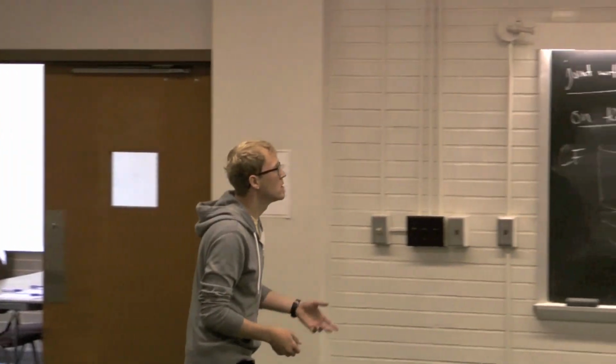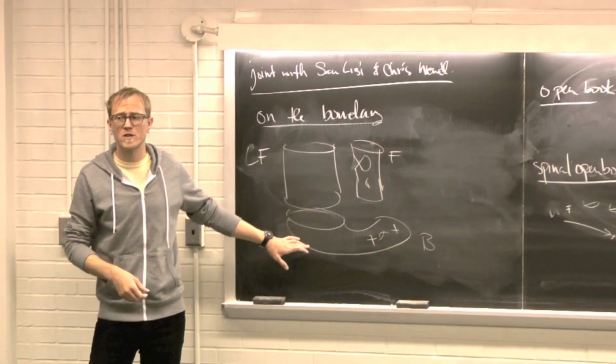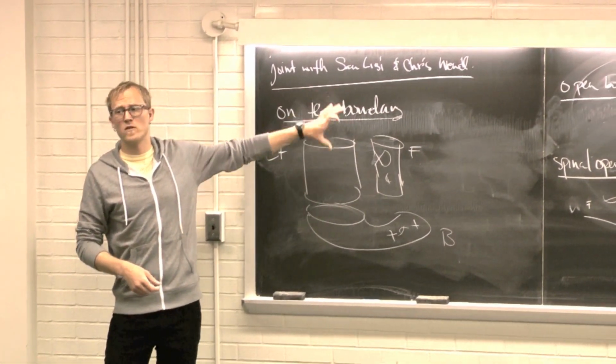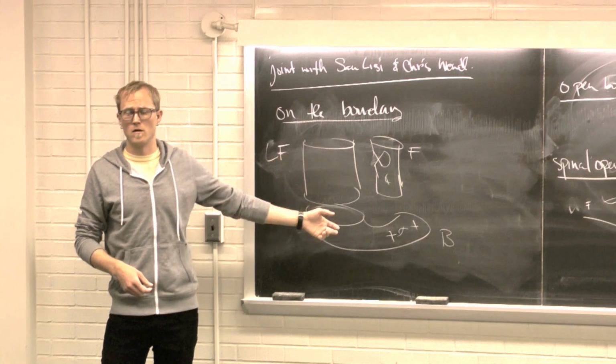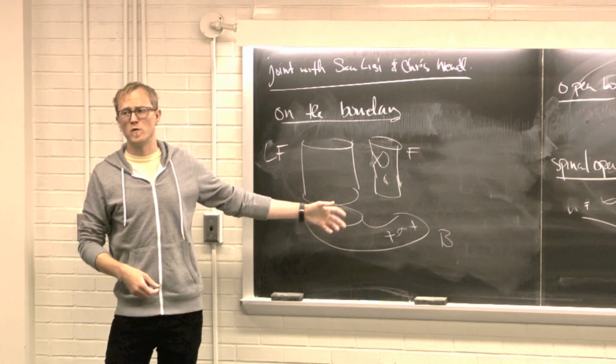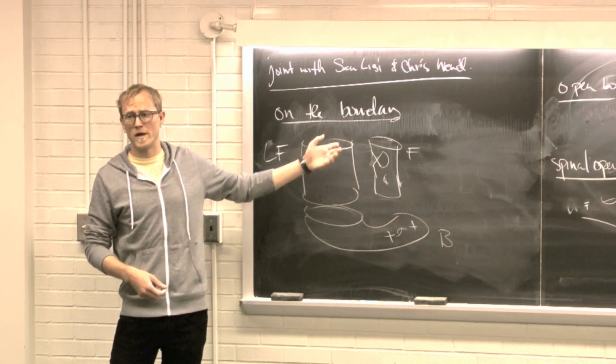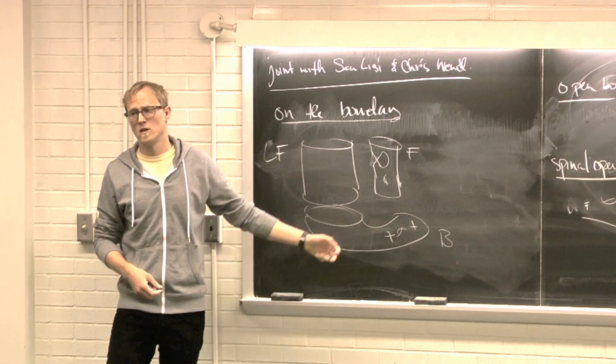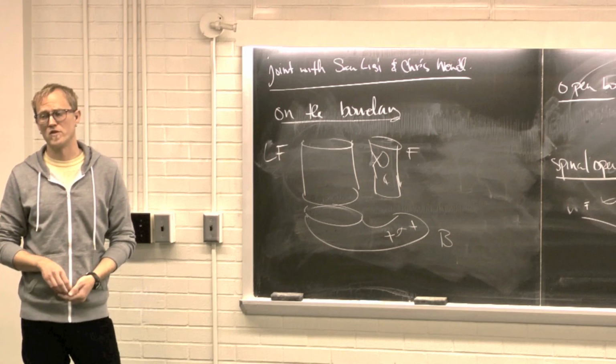But the issue is that the reason it works for the disk is that the one-handle you're attaching is a one-handle across a disk. Like it's a two-dimensional one-handle across a disk. Here, if you attach something to the fiber, you're attaching a one-handle across the surface, and that changes the topology.